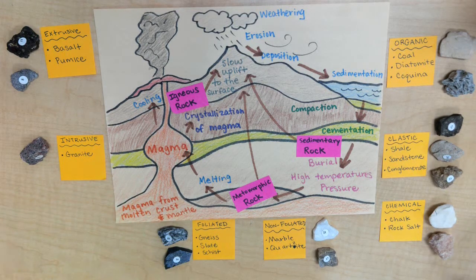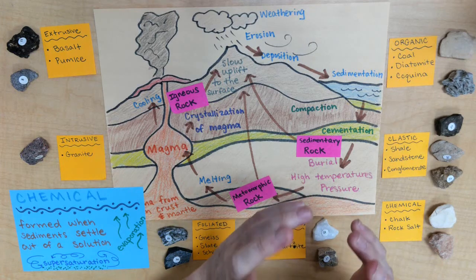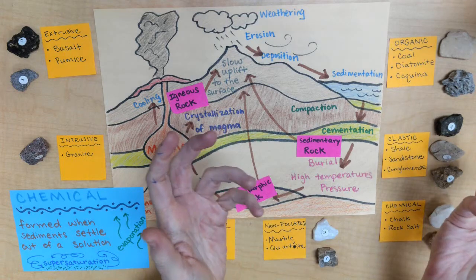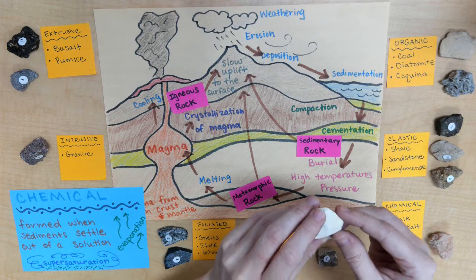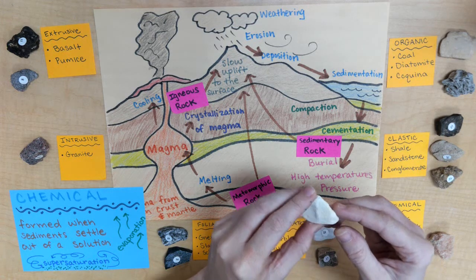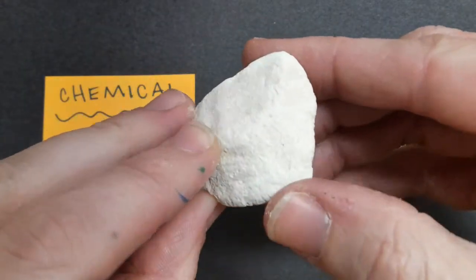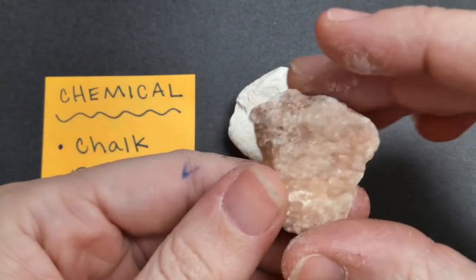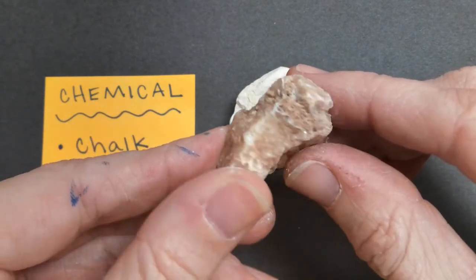And lastly, when you talk about sedimentary rocks, there is a chemical classification, and that just means they are formed when different types of sediments kind of come out of a solution. They settle out either by evaporation or supersaturation. So this chalk right here is considered a chemical sedimentary rock, or this rock salt, kind of what we know as like table salt.